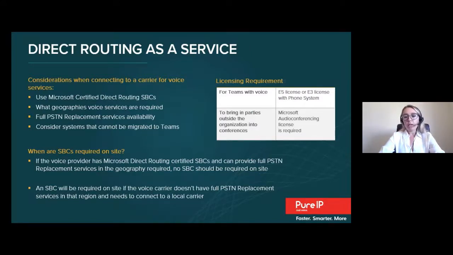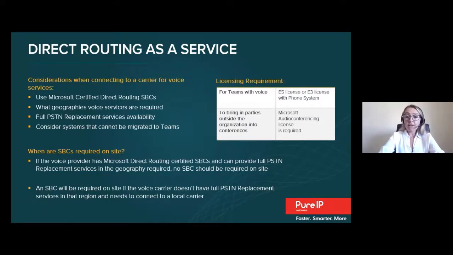Moving on, a question that comes up with direct routing is, do I need an SBC on site to support that? The answer is, if you are connecting to a carrier that has the Microsoft certified SBCs and can provide the full PSTN replacement service, you shouldn't need an SBC. An SBC would be required, for example, if the carrier can't give you a full PSTN replacement service, and they'll need to connect to the local carrier in that country, either via PRI, could be SIP as well, E1, T1, BRI. In those cases, you will need an SBC on site.